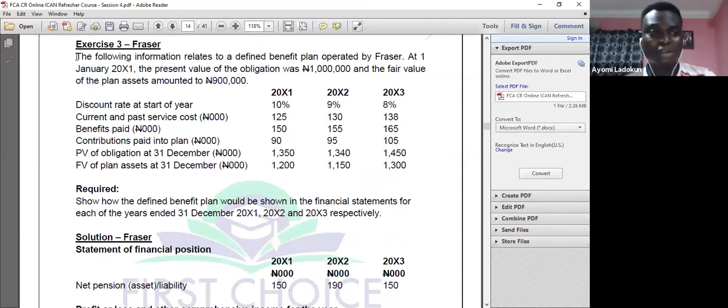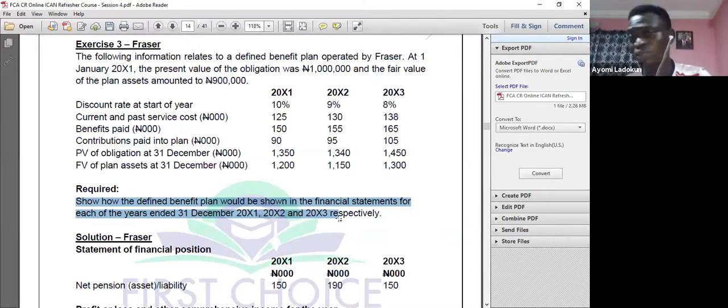Now the following information relates to a defined benefit plan operated by Fraser at 1st January 20x1. The present value of obligation was 1 million and the present value of plan assets was 900,000. So they gave us discount rate, current and past service cost, benefit, contribution, and all of that. Now it says, show how the defined benefit plan will be shown in the financial statements for each of the years ended 31 December 20x1, 20x2, and of course 20x3.